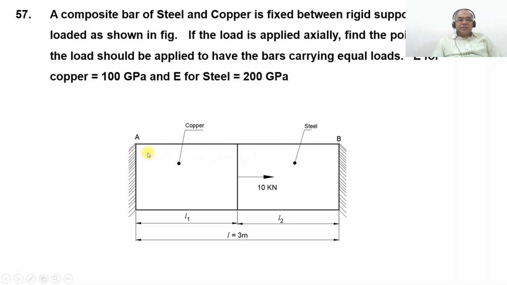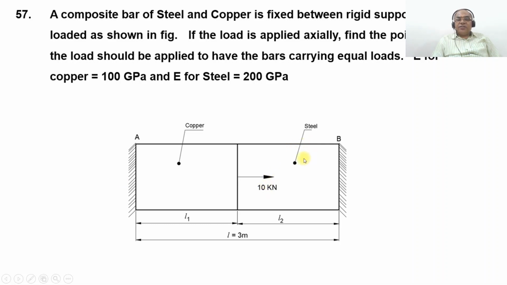Now, when you are considering the copper bar, it is going to be under tension because the load is acting towards the right side. So in order to keep the copper bar in equilibrium, the reaction at A will be RA, which will be opposite to the direction of the applied load. So the reaction will be towards the left side.